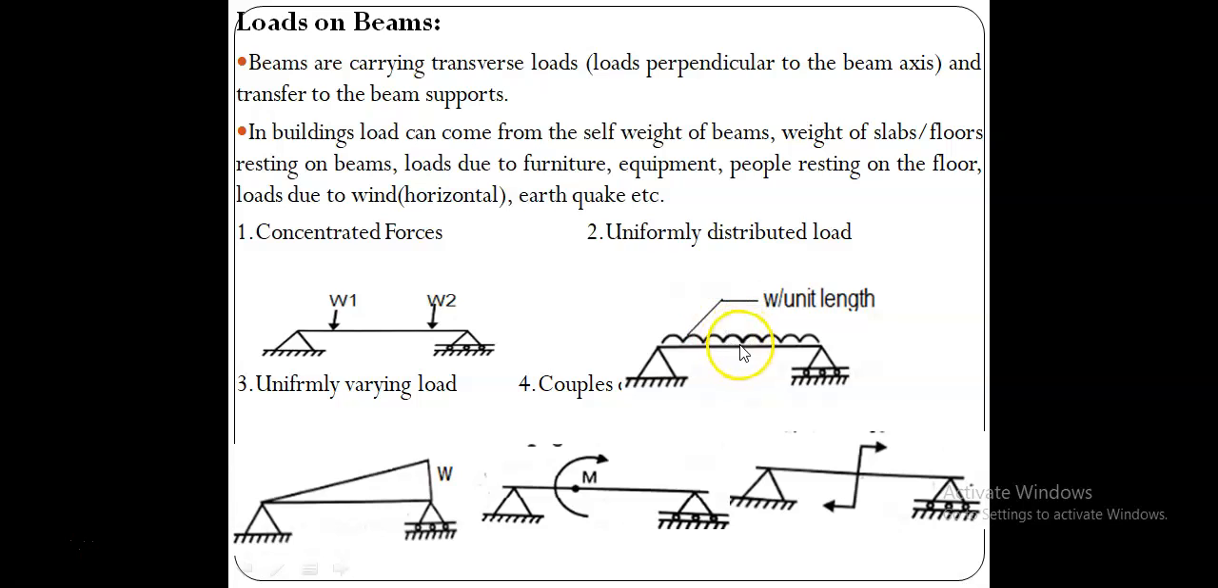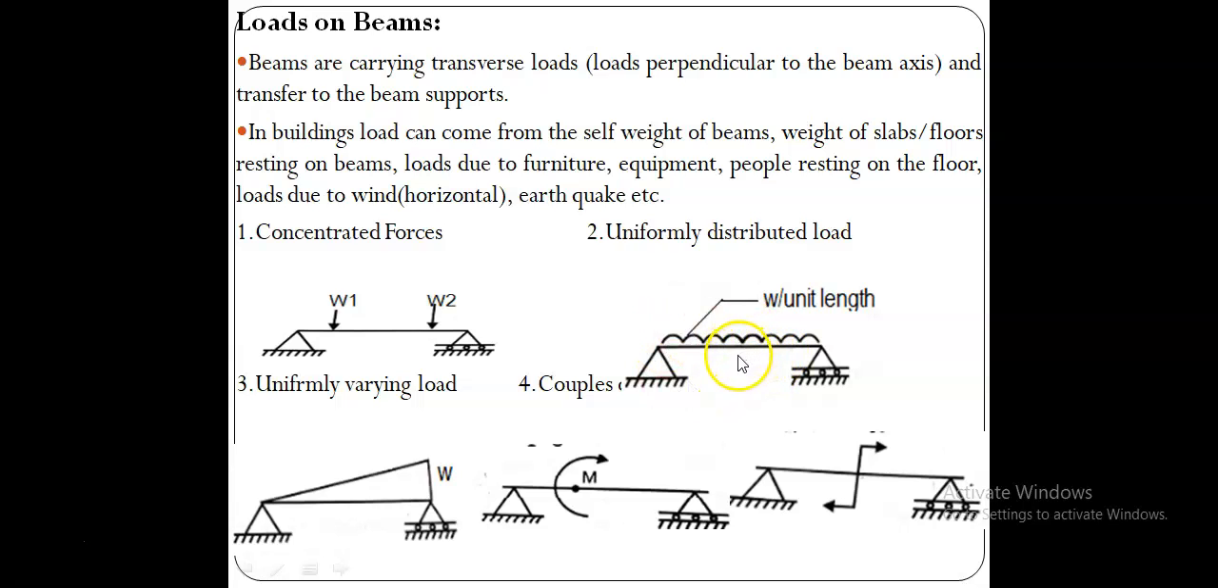Suppose the span of this beam is, let us take, 3 meters, and it is subjected to 10 kilonewton per meter. Thus this load should be represented as W per unit length, like 10 kilonewton per meter. The total span of the beam is 3, and therefore the total load is 3 into 10 kilonewton per meter. So the total load acting on this beam is 30 kilonewton. This 30 kilonewton can be assumed to be placed at the centroid of the span of this load.